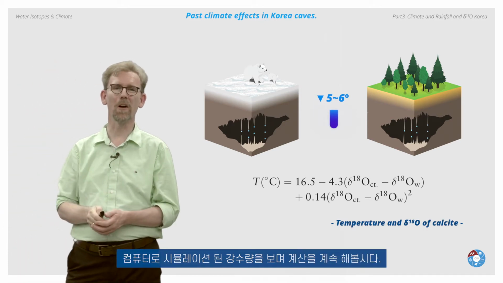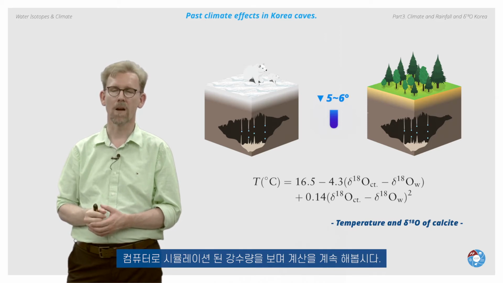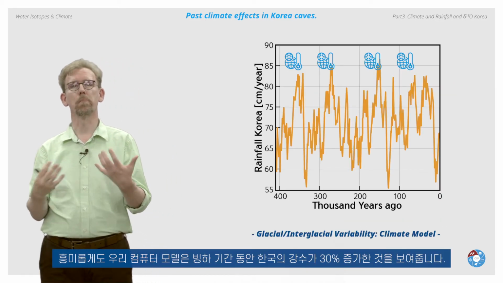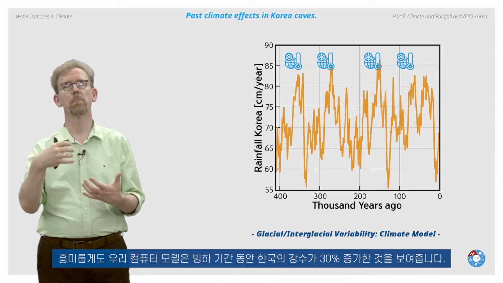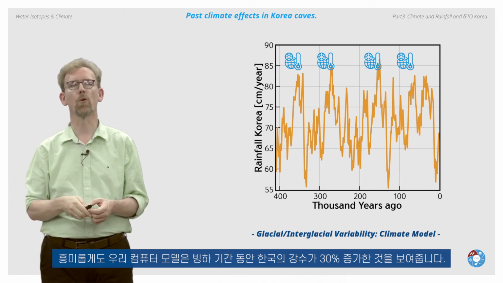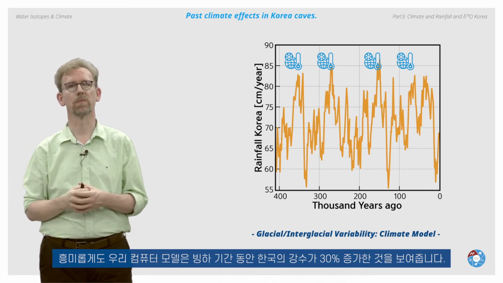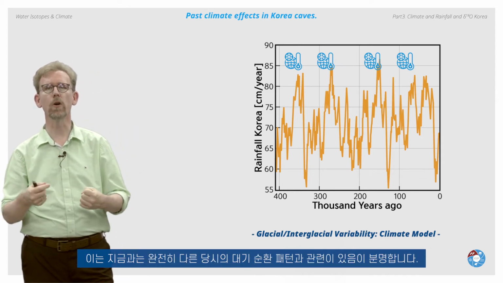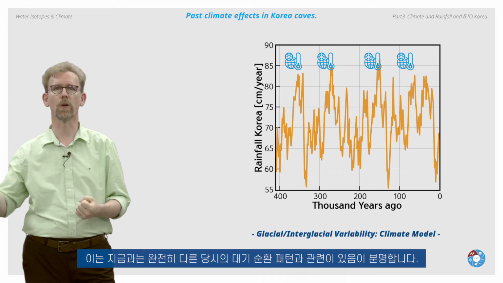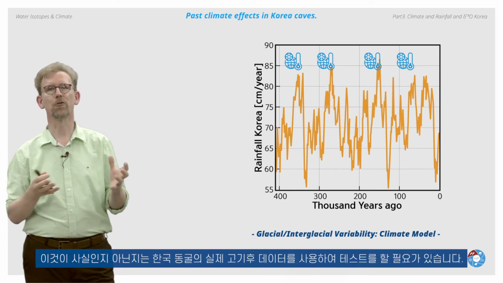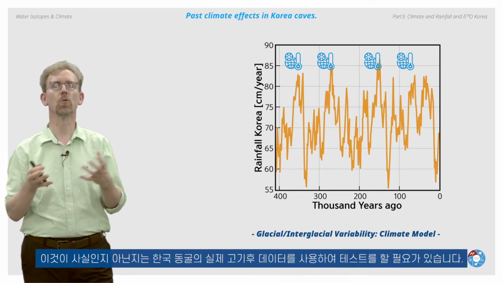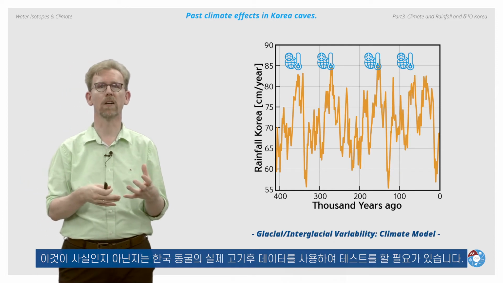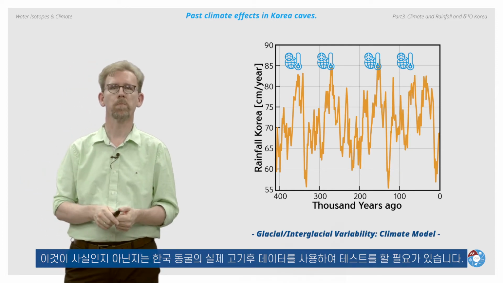Let's continue our little calculation by including the simulated precipitation. Interestingly, our computer model shows 30% more rain over Korea during glacial periods. This must be related to large-scale reorganizations of the atmospheric circulation. Whether this is true needs to be tested using real paleoclimate data from Korean caves.